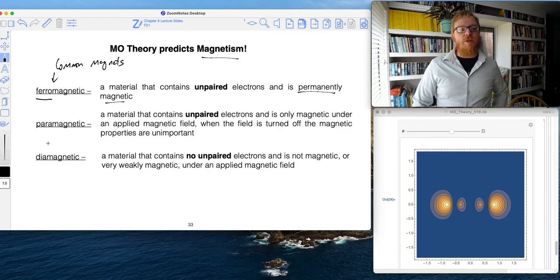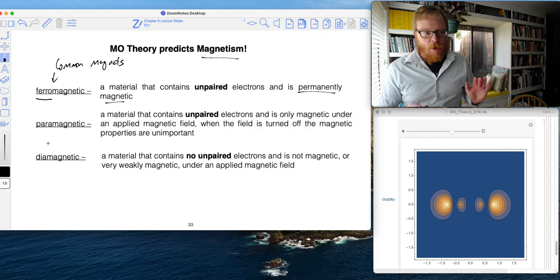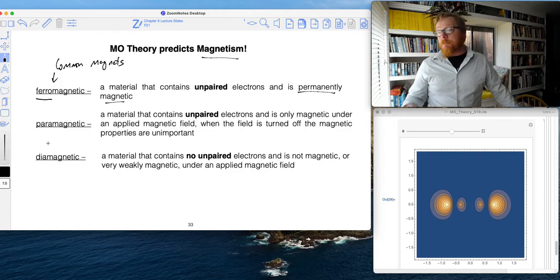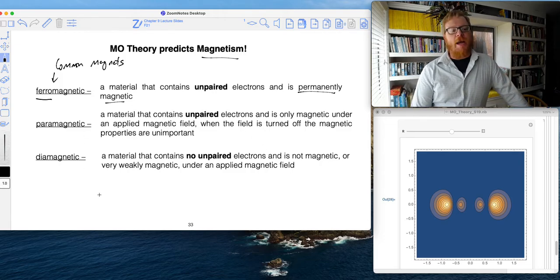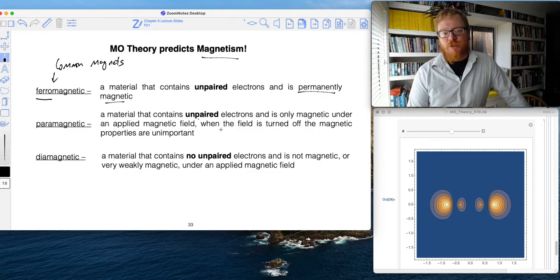So typically when we're talking about ferromagnetism or ferromagnetic material, most of the stuff that you're going to commonly encounter contains iron. But now we have these other two types of magnetism, paramagnetic and diamagnetic. Paramagnetic is a material that contains unpaired electrons and is only magnetic under an applied magnetic field. So when the field is turned off, the magnetic properties are unimportant.